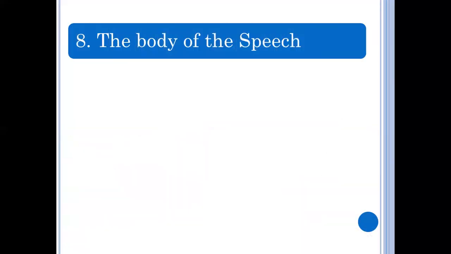Next component that we have is the body of the speech, and it provides explanation, examples, or any details that can help you deliver your purpose and explain the main idea of your speech. One major consideration in developing the body of your speech is the focus or central idea. The body of your speech should only have one central idea. Take note of that.